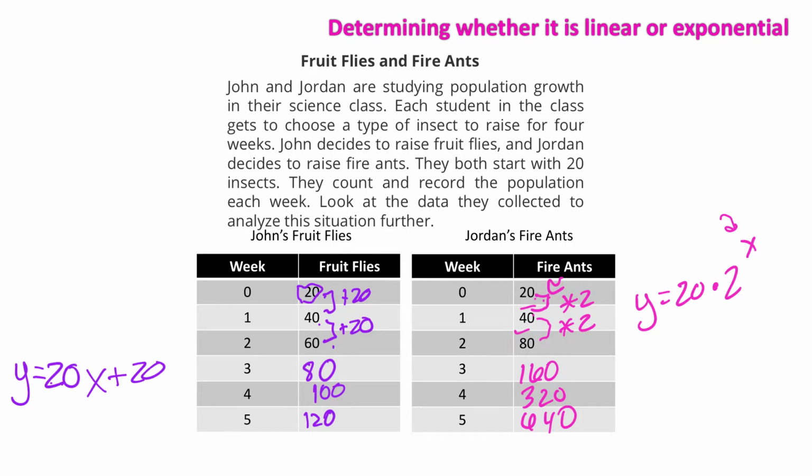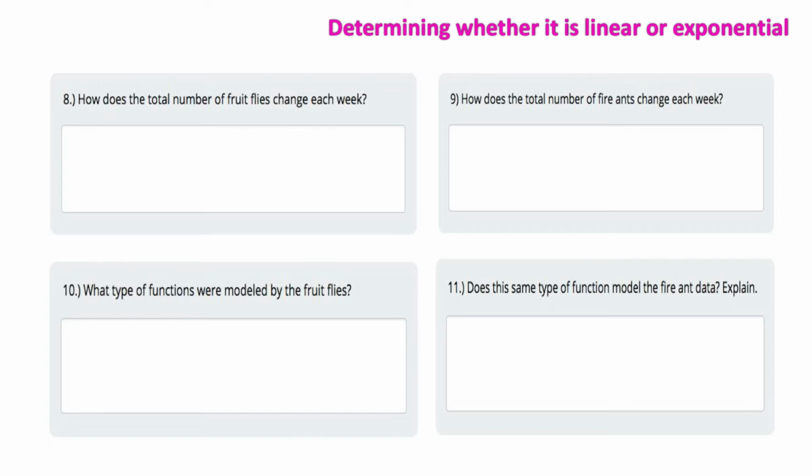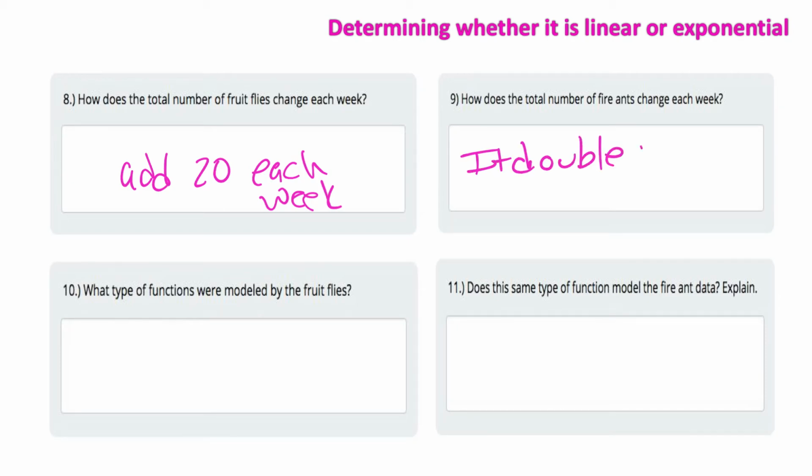So we kind of already answered these questions, but how does the total number of fruit flies change each week? You add 20 each week. Okay, and then how does the total number of fire ants change each week? It doubles. What type of function was modeled by the fruit fly? Linear. And what type of function was modeled by the fire ant? Exponential.